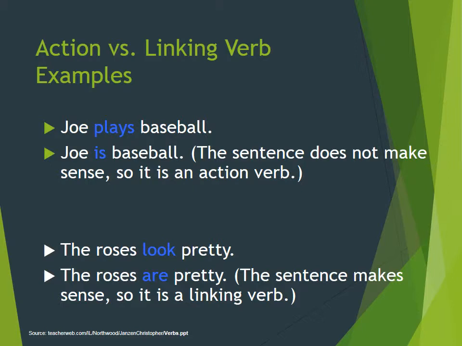Even though this was pretty straightforward, we know plays is a physical verb, but still it's more about teaching you the technique. So again, if you want to know if it's an action verb or a linking verb, take the verb and switch it out for a form of the verb be. And then once you put that into the sentence, see if it makes sense. Look at this one here. The roses look pretty. So let's change that to one of the verb forms of be. So are is one of those.